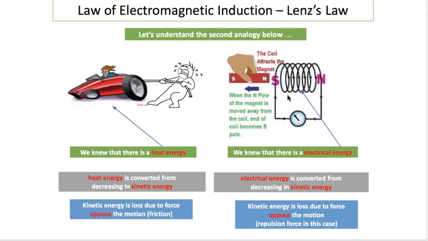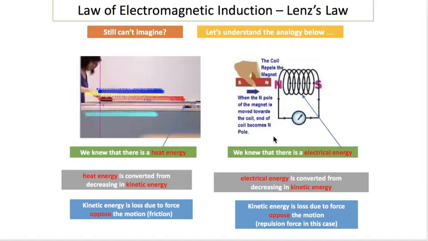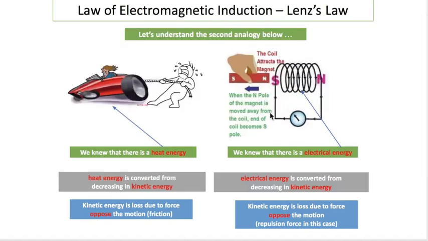So the repulsion force is over here. When that occurs, electrical energy also occurs. But electrical energy is converted from the decrease of kinetic energy. So for the next video, I'll be explaining about eddy current.